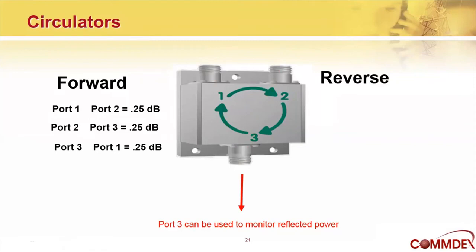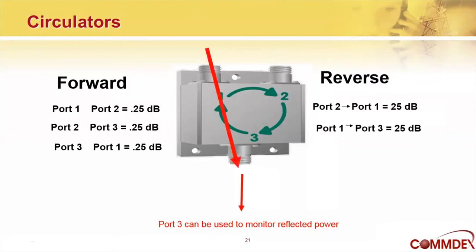What about in the reverse direction? Well, that's what makes it useful. In the reverse direction, it has a high attenuation. So we're looking at the order of about 25 dB in the reverse direction. So port 2 to port 1 is going to be 25 dB. Port 1 to 3 or port 3 to 2, anything going in the opposite direction is going to have a high attenuation, a high loss.